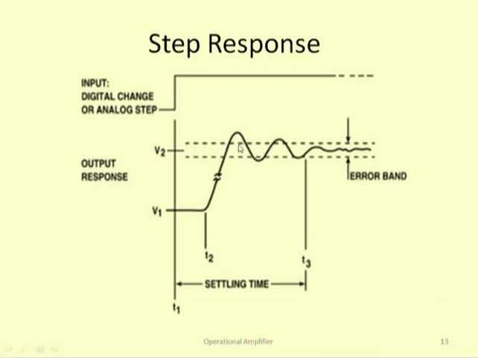If lesser overshoot is there, or if there is lesser undershoot, then generally it is said that the amplifier is good in response. So if settling time is lesser, if rise time is lesser, if overshoot is lesser, if undershoot is lesser, then that amplifier is characterized as a comparatively good amplifier.